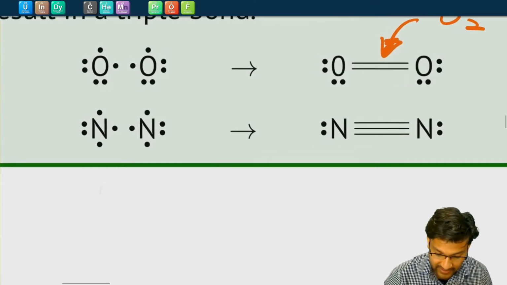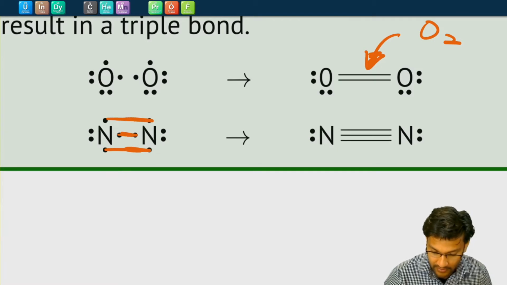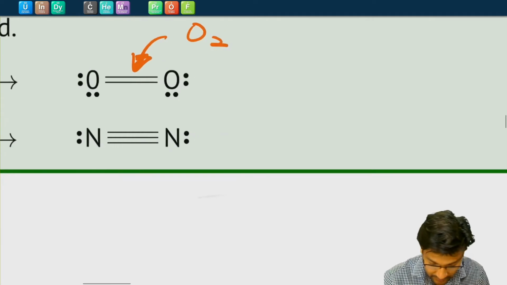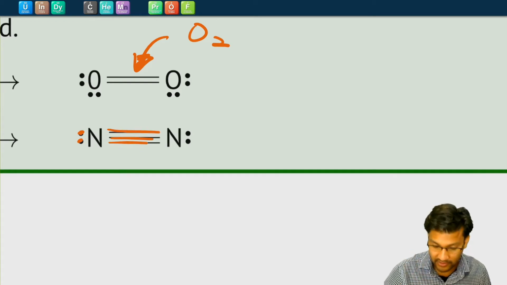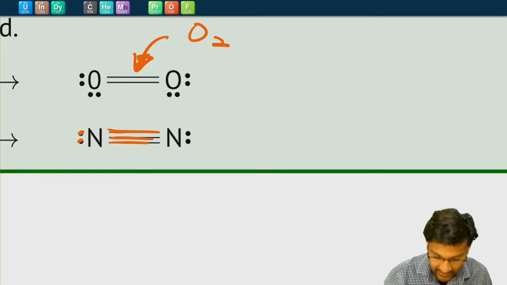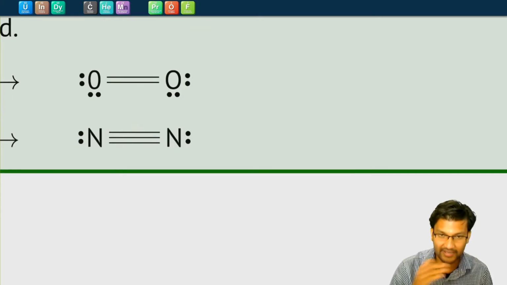We can do the same idea with nitrogen. They'll share these 2, maybe these 2 and these 2, so that each will have 8 electrons, and so we have a triple bond. Let's count them though. Let's count the ones on the left. We have 1, 2, and then each line is 2 electrons. So 3, 4, 5, 6, 7, 8. And the same is true for the right. Remember, each line, each bond represents a pair of electrons. So that's 2 electrons.